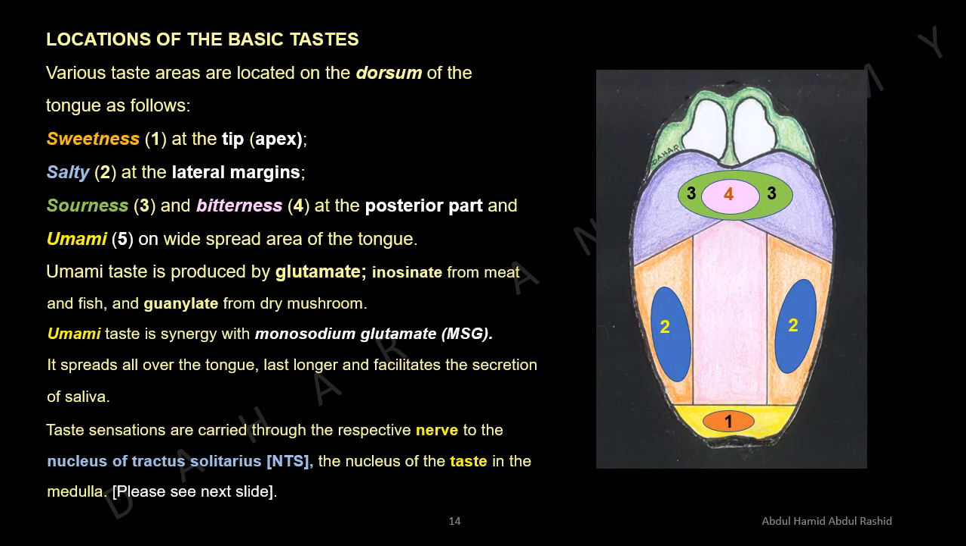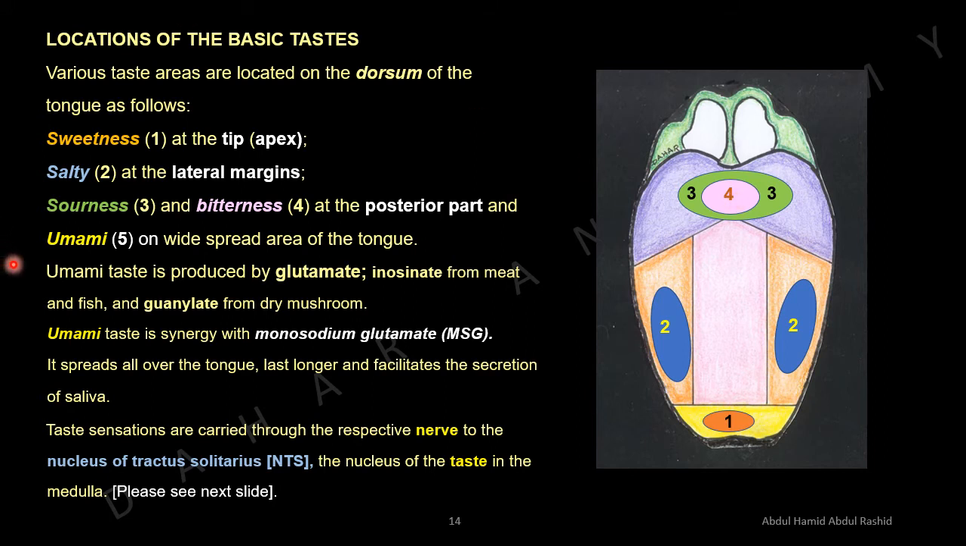Locations of the basic tastes. Various taste areas are located on the dorsum of the tongue as follows. Sweetness, number 1, at the tip, that is the apex of the tongue. Salty, number 2, at the lateral margins of the tongue. Sourness, number 3, and bitterness, number 4, at the posterior part. And umami, number 5, on a widespread area of the tongue.